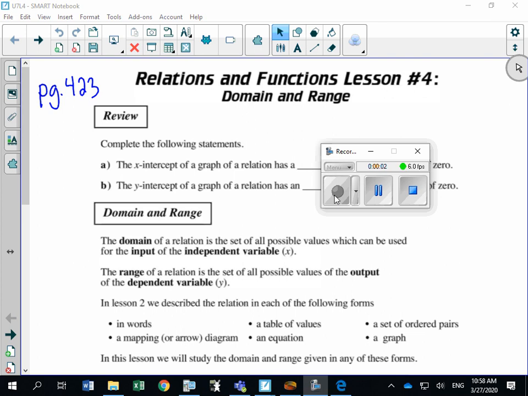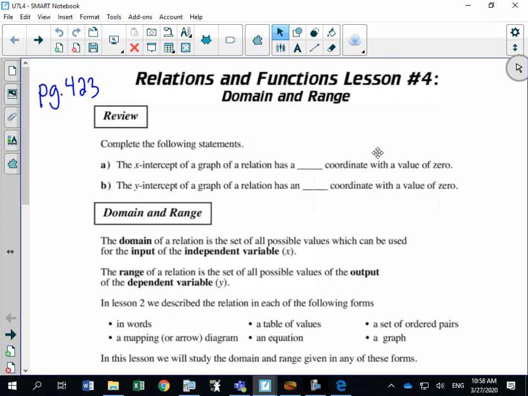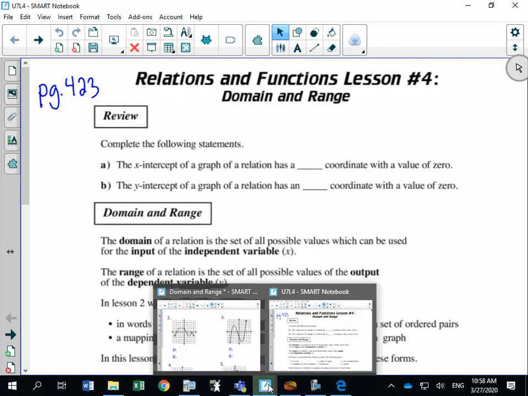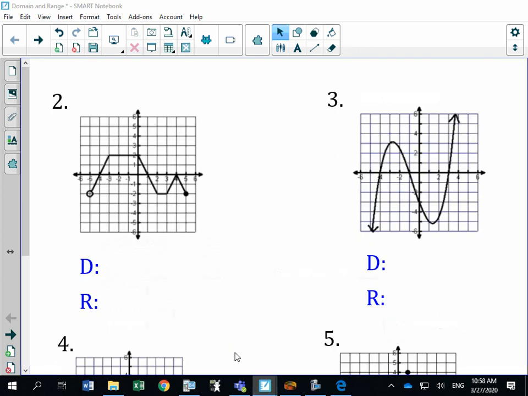Okay, this podcast will be for lesson 4 in your workbook, which is on page 423. When you're going and doing this lesson with me, I want you to have 2 worksheets printed out for this. So we're going to be working through this workbook, but I'm also going to be flipping back and forth between the workbook, and you're going to print out this domain and range worksheet, which has some questions on it.